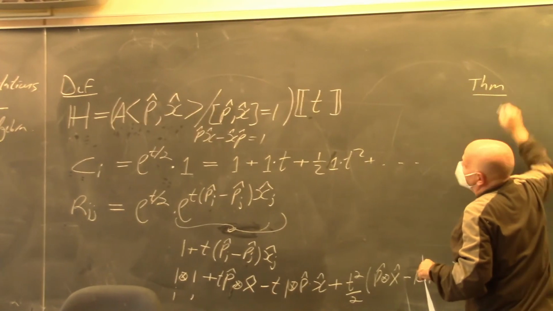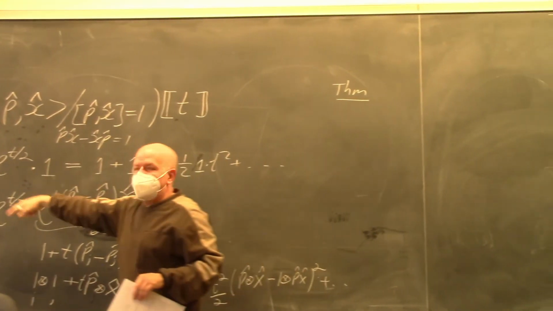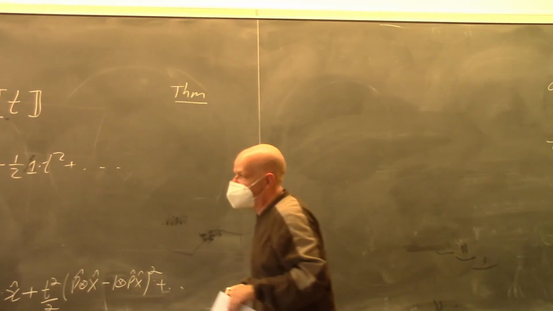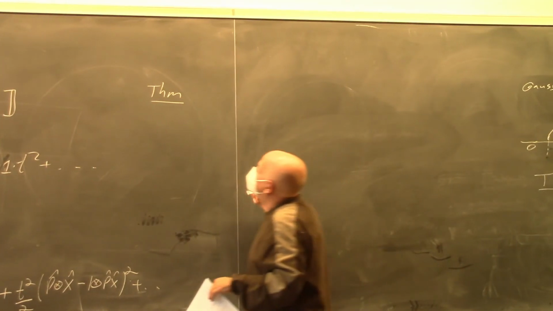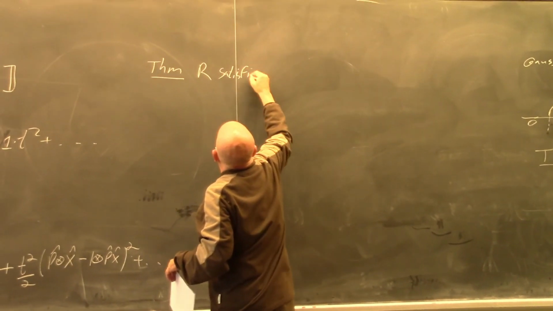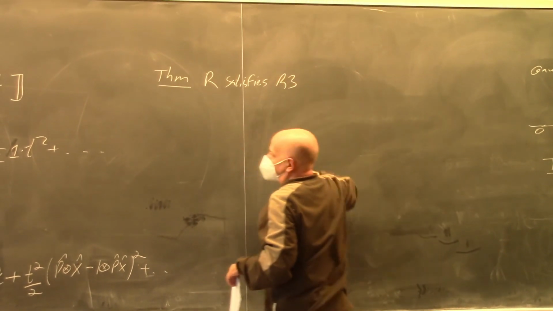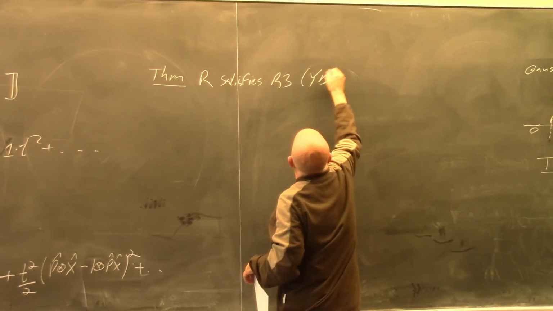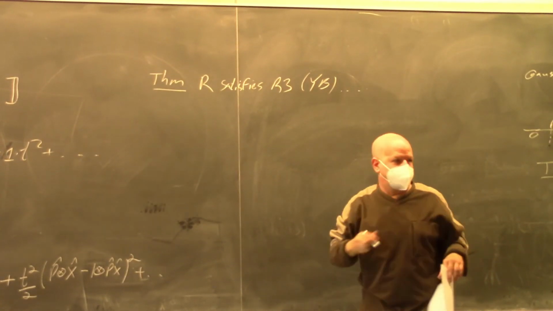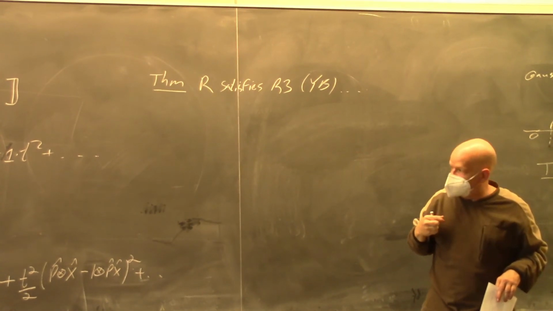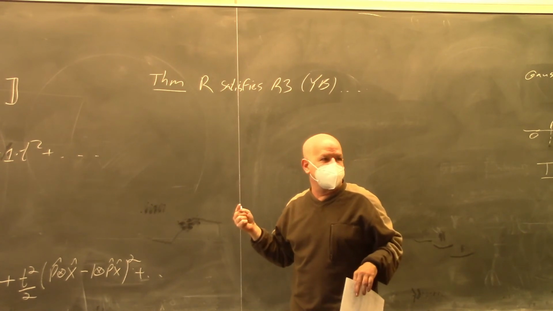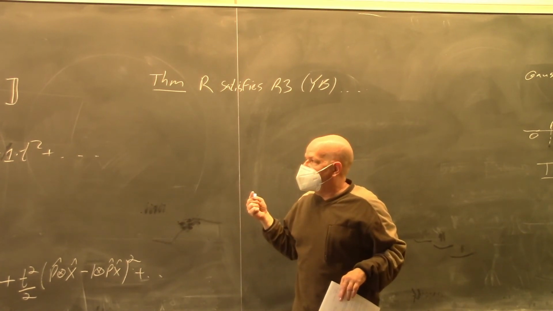Theorem. These elements satisfy all the required identities. So in particular, R satisfies the Reidemeister-3 move, also called the Yang-Baxter equation, and all the rest. So it's probably possible to prove this theorem directly, but I don't want to do it.